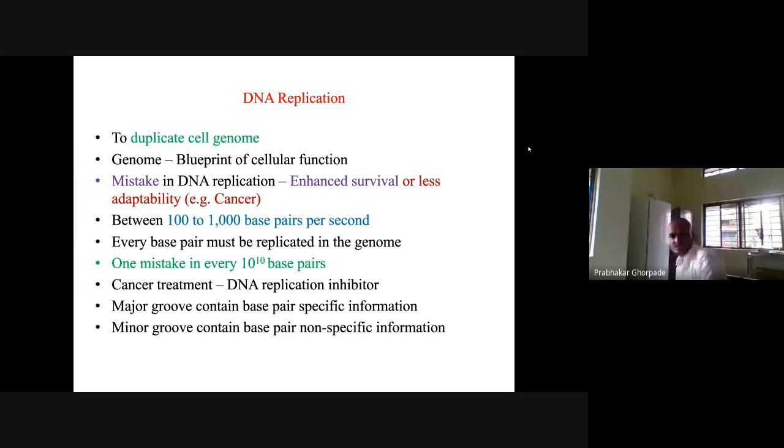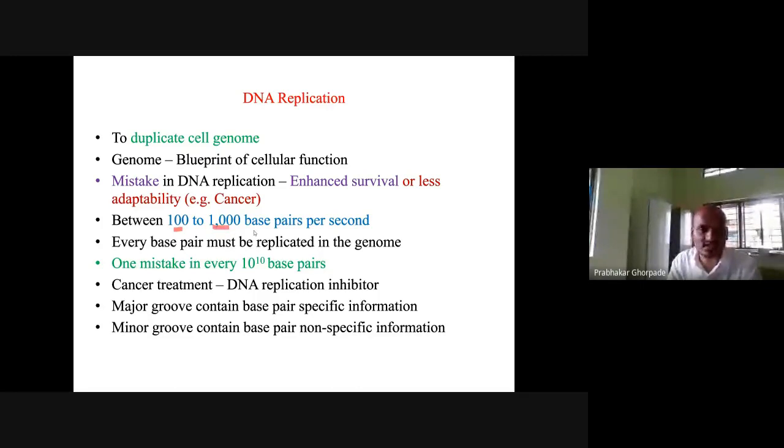We will get some mutations in our genome. So that is the mutations we can get. These mistakes in the DNA can enhance survival, or they can lessen adaptability. Between 100 to 1000 base pairs per second can be added. So during the DNA replication process, we can add 100 to 1000 base pairs.